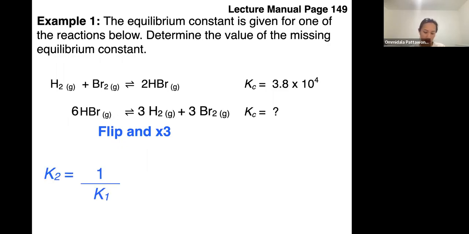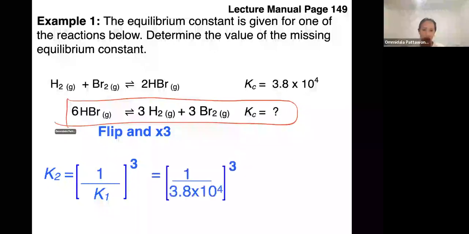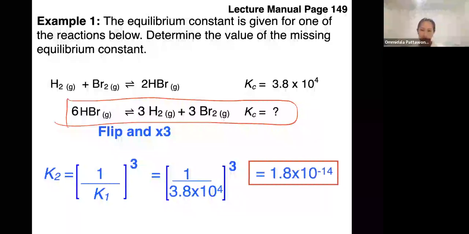Okay, so that means in order to get the new Kc, you are going to invert it. Not only do you invert it, but you multiply everything by a factor of 3. So therefore, you are going to raise everything to the power of 3 as well. So the new value of Kc related to this equation right here is going to come out equal to 1 over 3.8 times 10 to the 4th, and then everything raised to 3. So it's going to come out equal to 1.8 times 10 to negative 14.